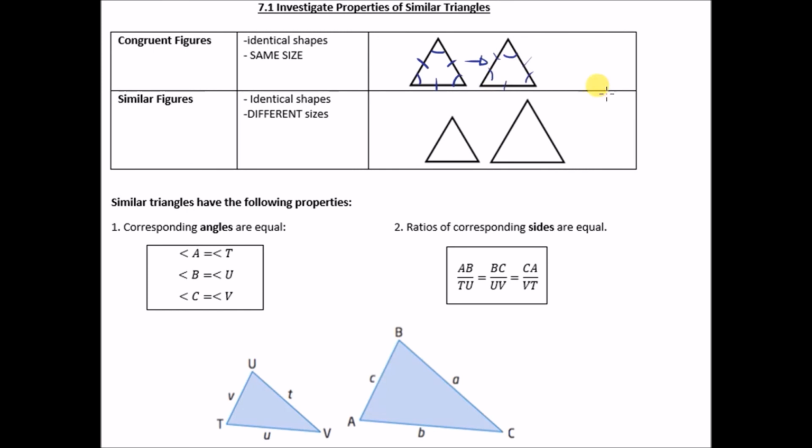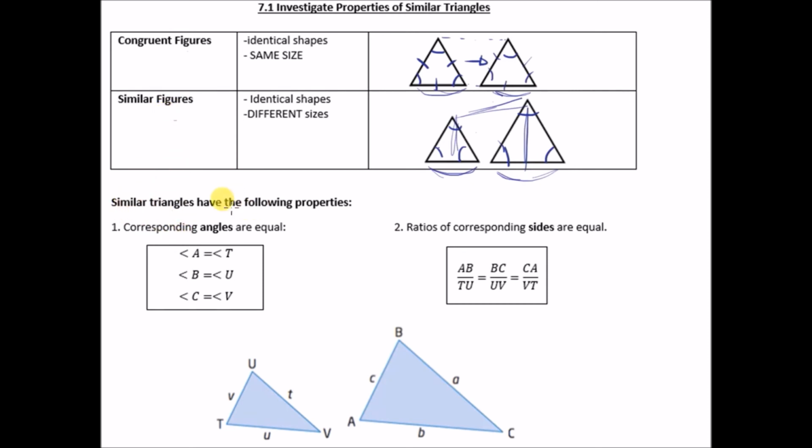It doesn't mean that it's an equilateral triangle, for example. It's just the exact same shape, the exact same size. So this height, this width, okay? Whereas similar figures are identical shapes. So again, the angles are going to be the same, but this time it's a different size. So the width of the base is going to be different. The height here is going to be different. So that's the difference between congruent and similar.